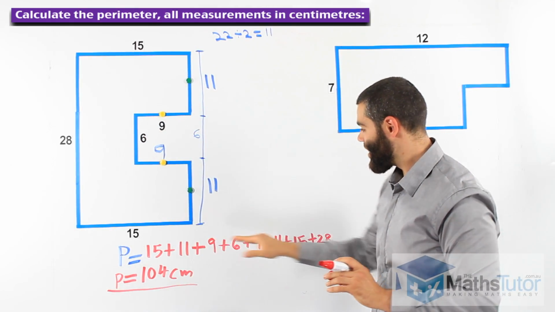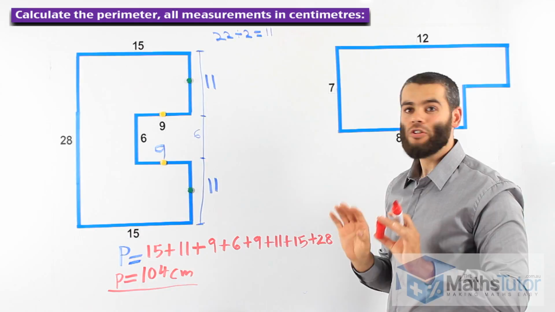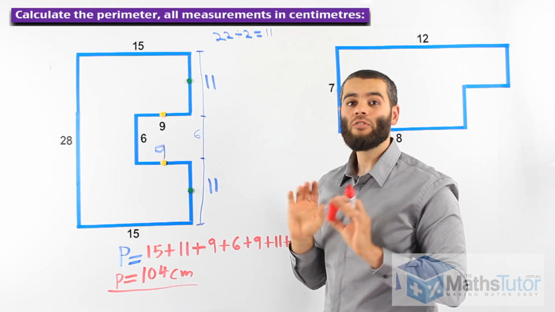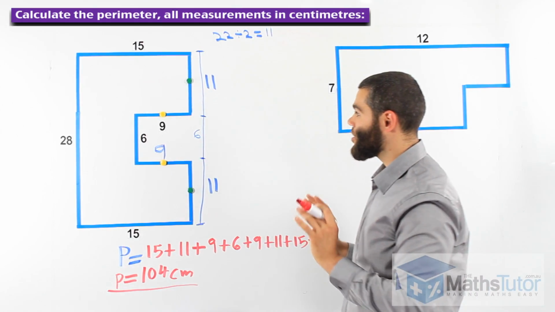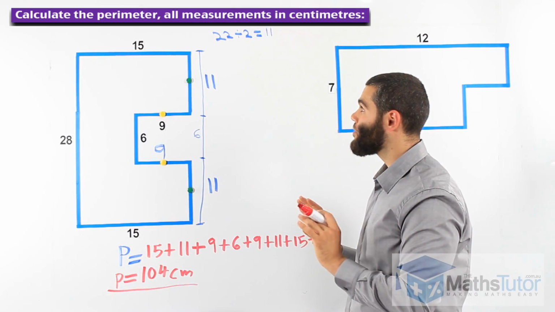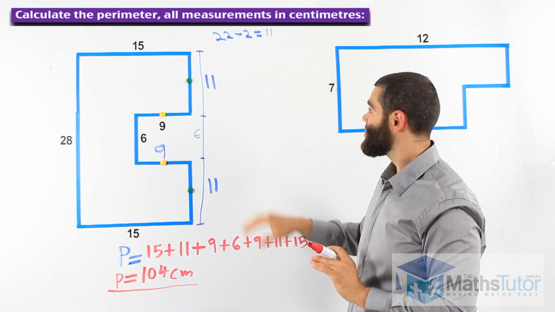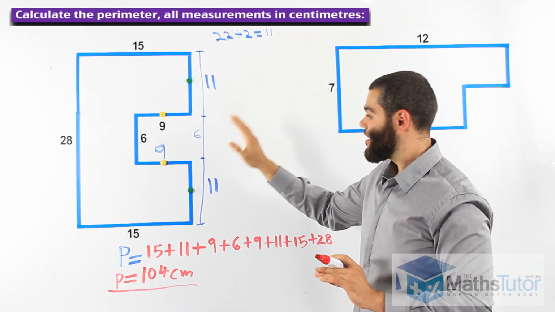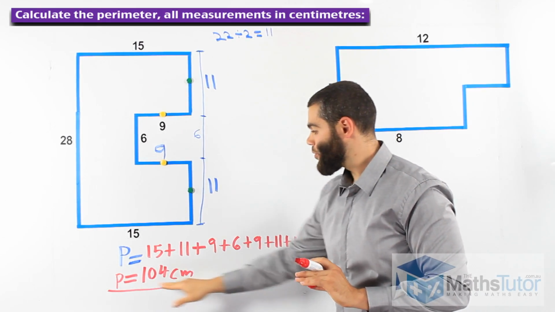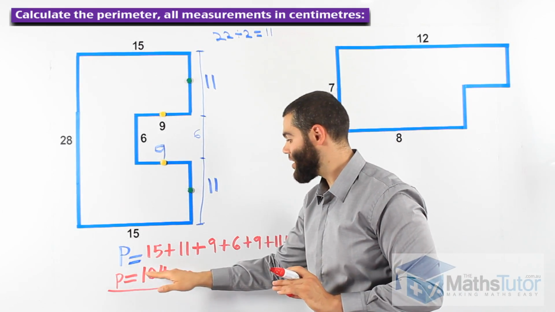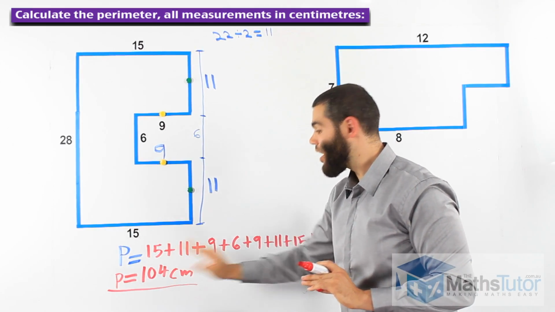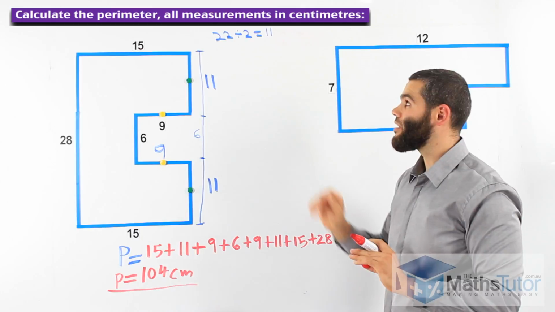Now as you can see, the adding is simple. The only issue is to make sure we find all the missing sides. We look at the shape in total and we look for clues how we can find our missing sides. As you can see, we found the missing sides and then we added them up all together and we got our final answer. Perimeter is 104 and we always write our units centimeters in this case.